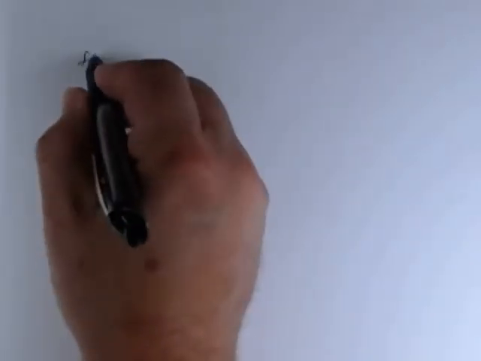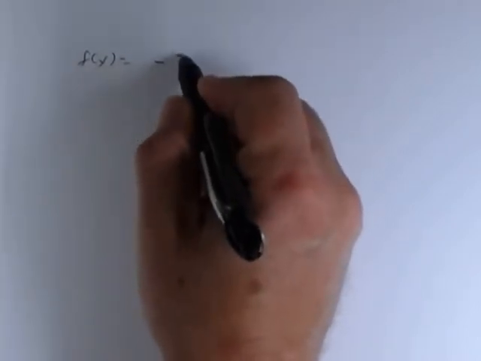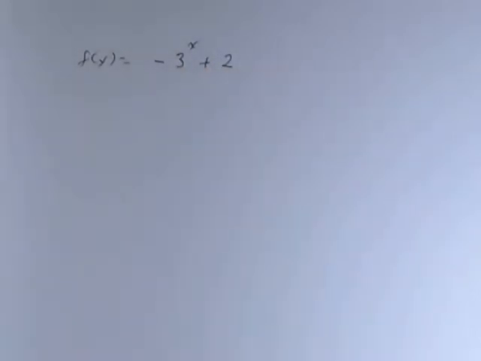When you did transformations for section 2.5, you had some vertical transformation that went up. You had some that went down. Remember that? Like x squared plus 5, x squared minus 5. All right, suppose we had this: y equals -3 to the x plus 2.